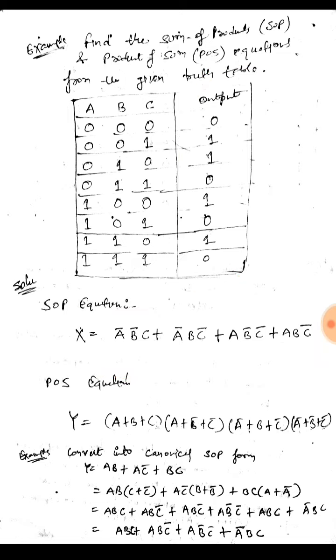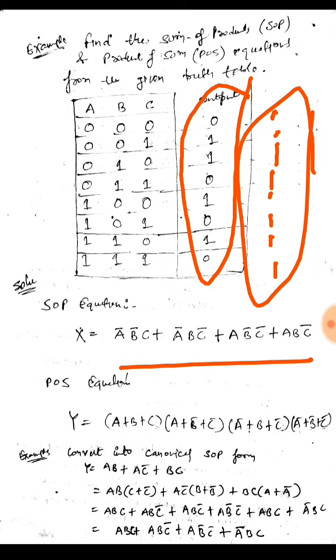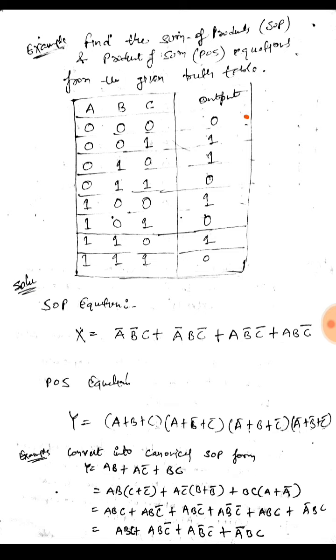It could have been any function. Let's say it was high for all the combinations, 1 1 1 1 1 1 1 1. Then I would have a sum of product form having 8 terms, as in this case I have only 4 terms to represent the function. If all the values are 1, I would have 8 terms. Now for product of sum, I will take the output 0, that is where it is low.